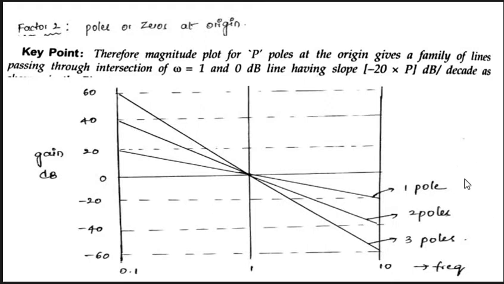For the next decade, we draw minus 40, again minus 40, minus 80 and so on. For example, with 3 poles at the origin, the p value is 3, therefore minus 20 into 3, that means 60. So how much gain will be decreasing per decade? Minus 60 dB per decade, and the condition is that omega equal to 1 intersects the 0 dB line.